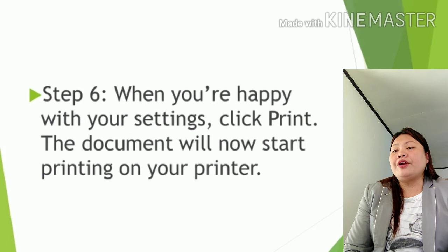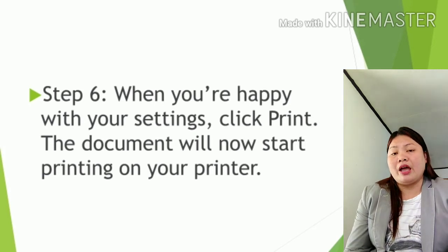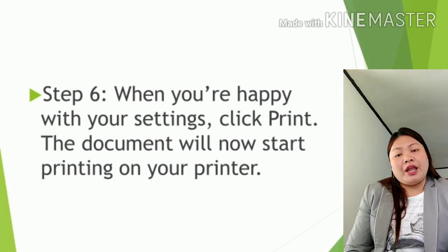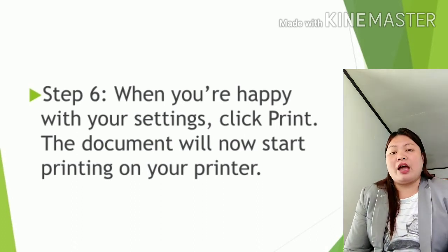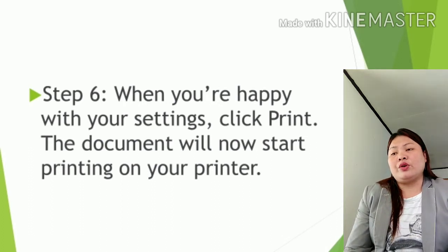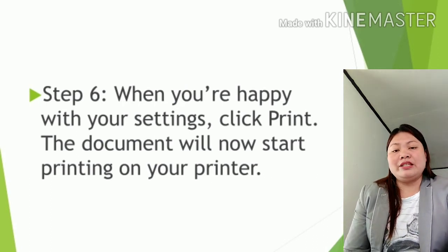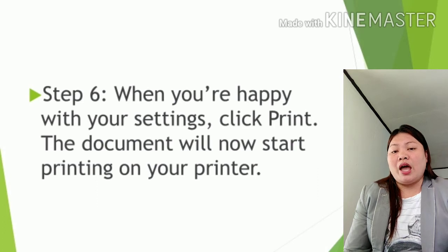Step number 6. When you are happy with your settings, so you are now done. So, do you think that's now okay? You will click print. So, the document will now start printing on your printer. Okay. So, after checking the printer name, the copies, the orientations, the margins, the settings, anything, you are going to click the word print. Okay? So, this time class, I will show you how to print a document.